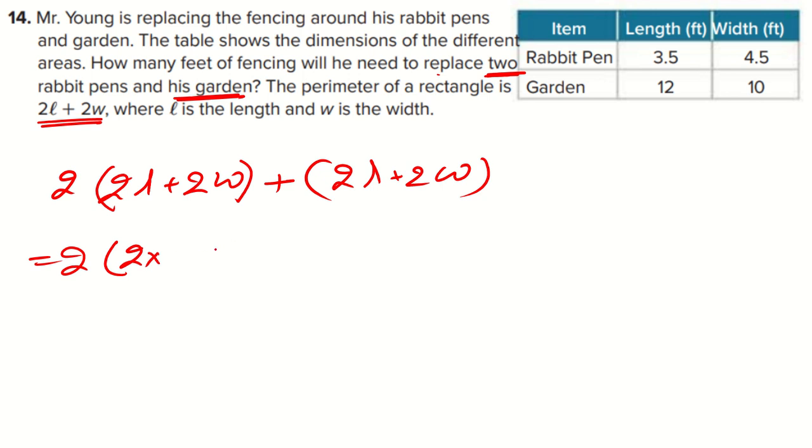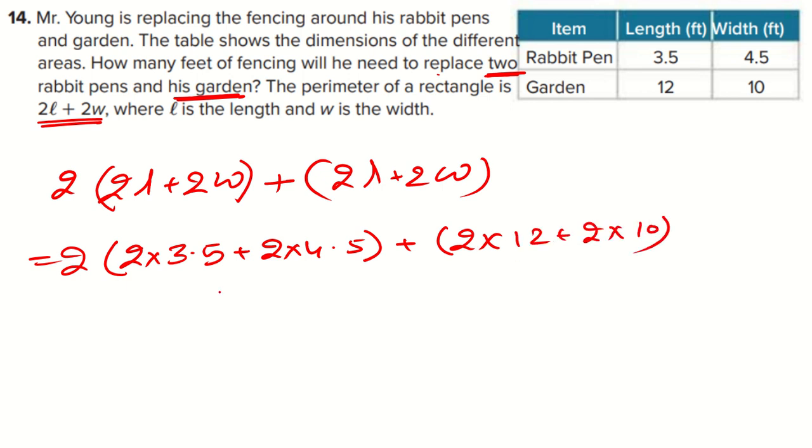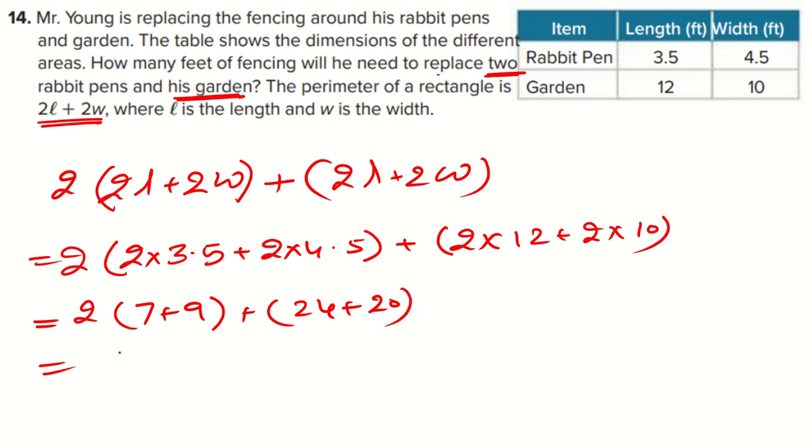L for rabbit is 3.5 plus 2 for rabbit with W for rabbit is 4.5 plus 2 times L for garden is 12. 2 times W for garden is 10. So this is 2 times 3.5 plus 2 times 4.5 plus 2 times 12, 24, 2 times 10, 20. This is 9 plus 7, 16. 16 multiplied by 2, 32 plus 24 plus 20, 44. That is 76, the answer.